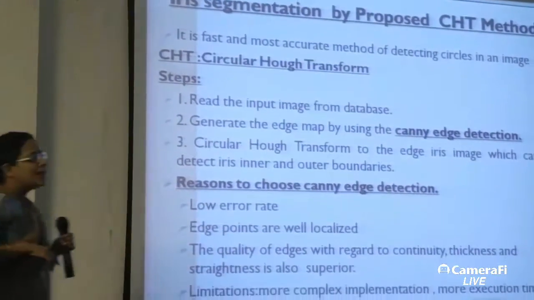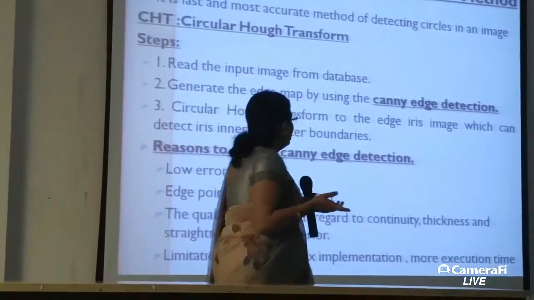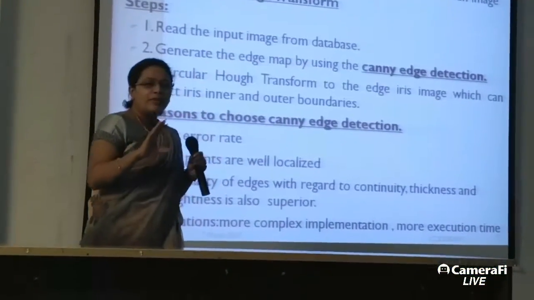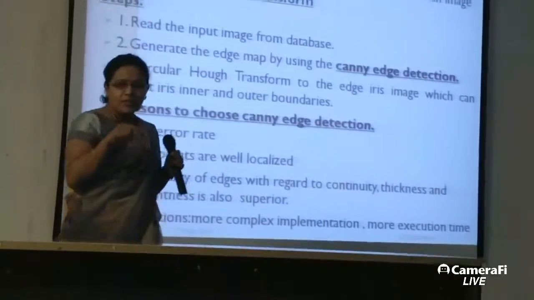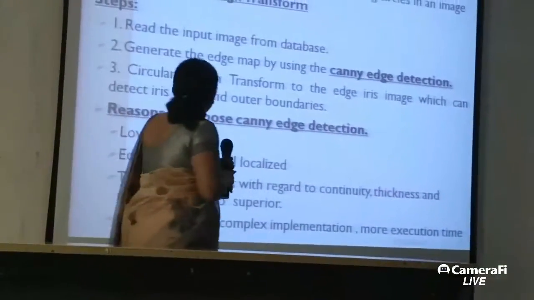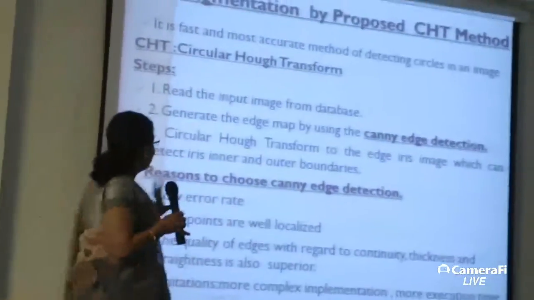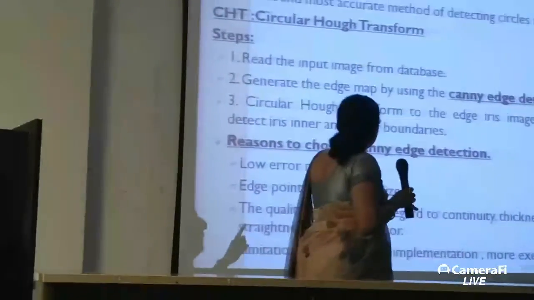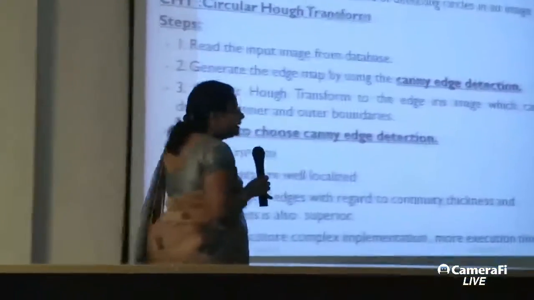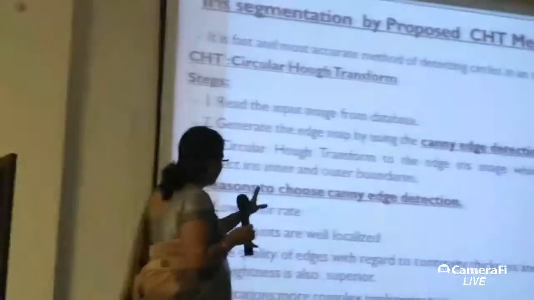So I have implemented the Hough transform method. The modified Hough transform method is for finding out the circles which are present within an image. Again, the same steps are followed. The input image is taken from the database, and again the Canny edge operator is used to generate the edge map. Then after Canny edge detection, the edge image is given as input to the CHT, that is the circular Hough transform.